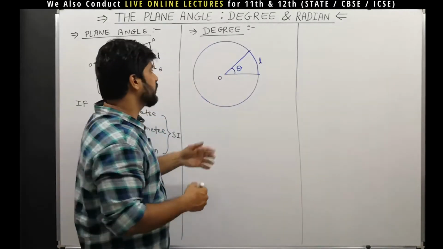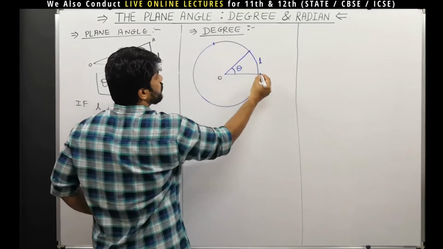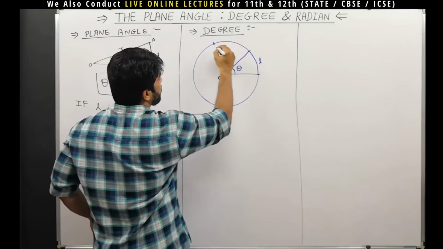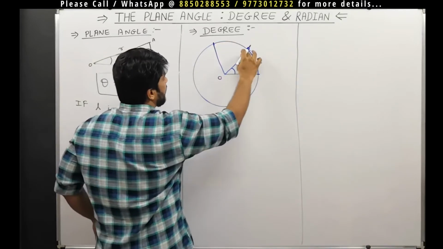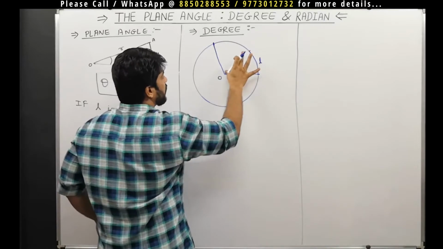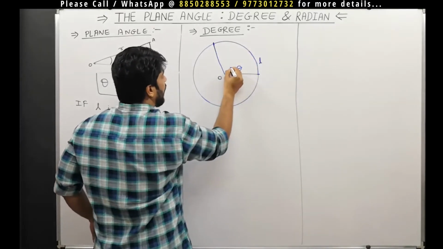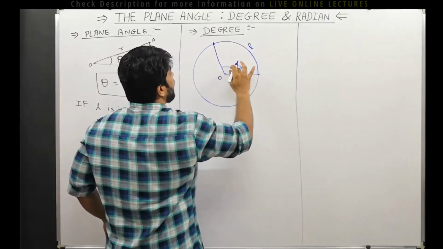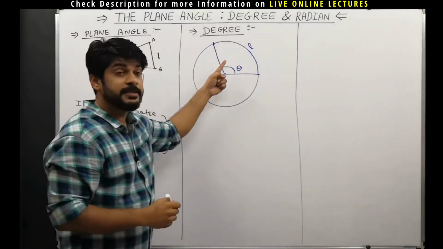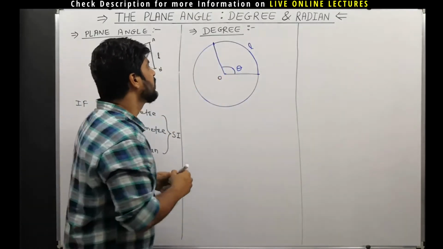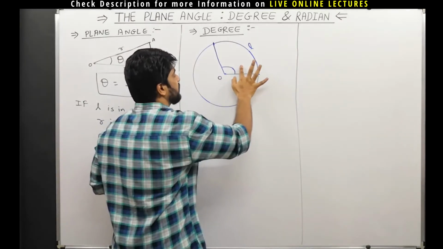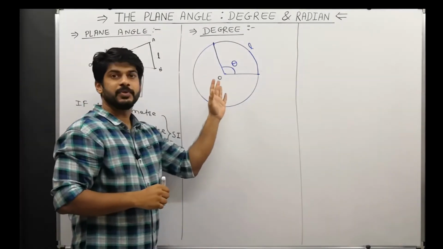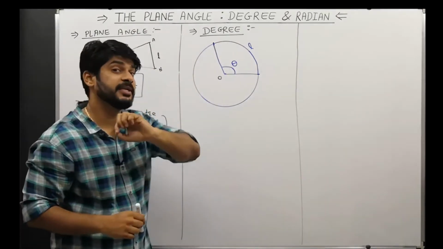Now in this way I can choose any arc, like I can choose an arc as big as this. For example, I have chosen this arc. Let's say it has a length of L, and this arc is subtending a certain angle theta with the center. Let's call this angle theta. So now I hope you have got the idea of how any arc on a circle subtends a certain angle.